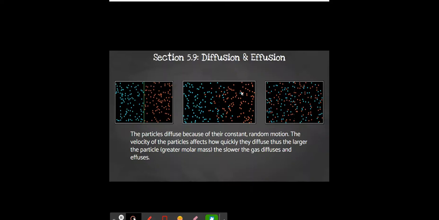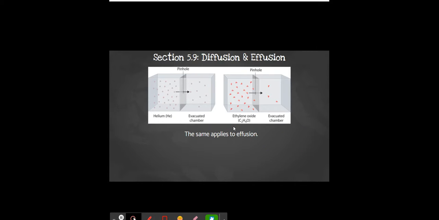All right, so that is diffusion. You can see they were separated, they began mixing, and they were fully mixed. Why are they mixed? Because of their constant rapid motion. All right, and effusion with an E is very similar to diffusion. The same rule applies. The smaller the particle, helium, the faster it will effuse and diffuse. And effusion is just you have a box, you have a hole, and the gas is going to leave through that hole. So the smaller the particle, the faster it will leave. The bigger the particle, like this ethylene oxide, the slower it will effuse and diffuse.